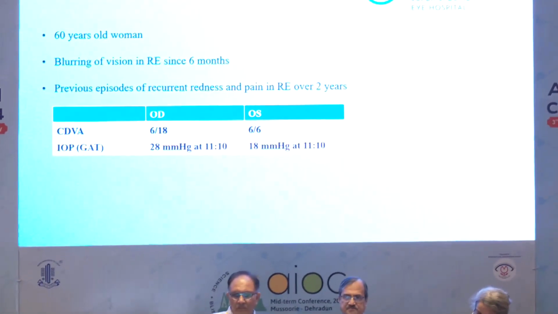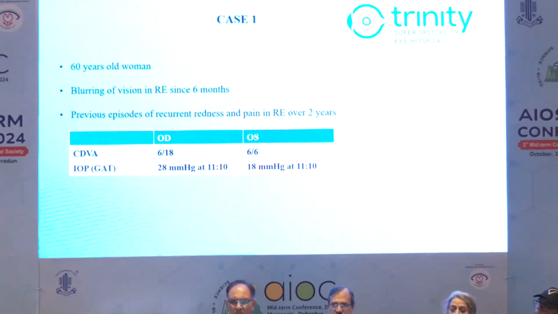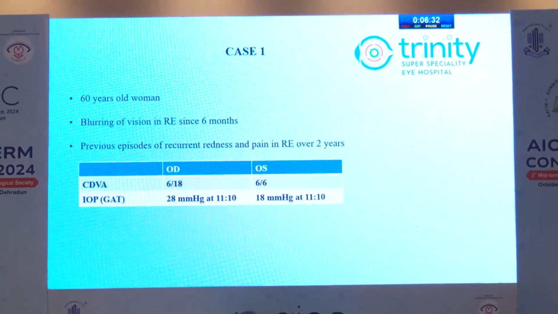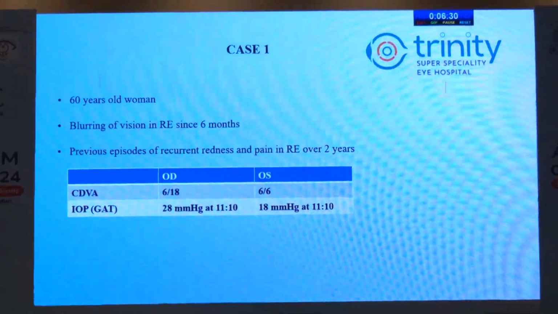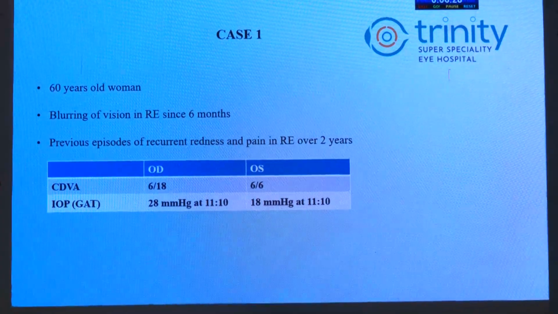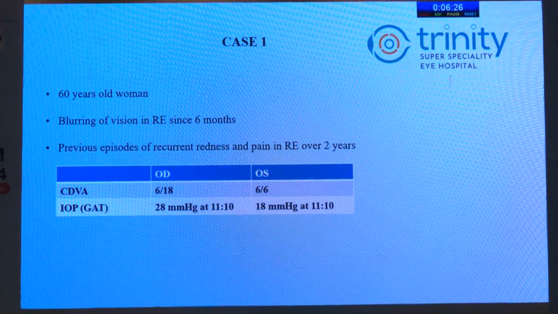Case 1 is a 60-year-old woman who presented to us with blurring of vision in the right eye since 6 months. She had previous episodes of recurrent redness and pain over 2 years. In the right eye, the corrected distance visual acuity was 6/18 with an IOP of 28. Left eye was 6/6 with an IOP of 18.